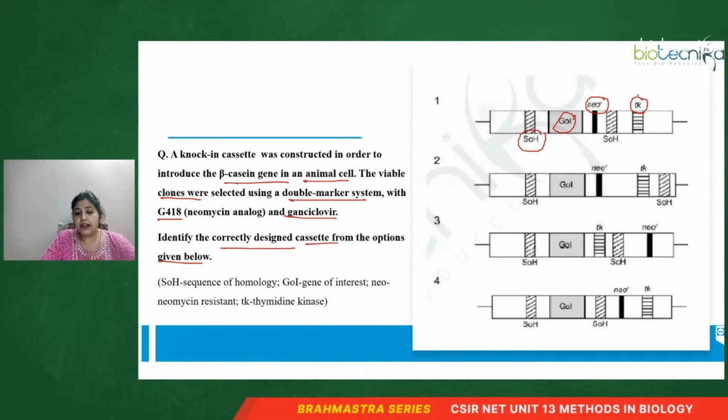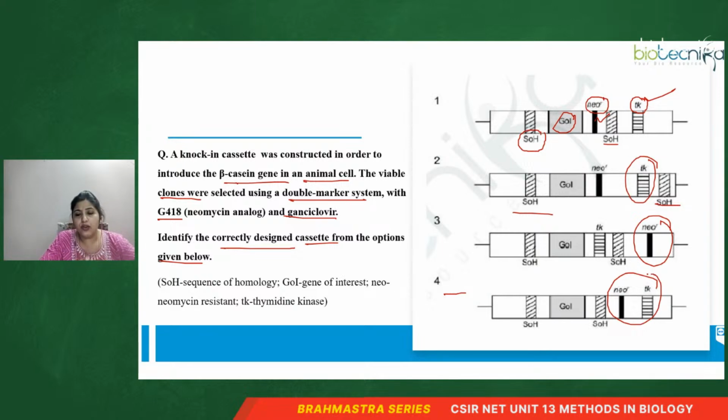So which is the correctly designed cassette from the options given below? You can see the arrangement: here neomycin is present inside the sequence of homology, and thymidine kinase is outside. But if you see option 2, thymidine kinase is also present between the sequence of homology regions. In option 3, neomycin is present outside, and in option 4, both neomycin and thymidine kinase are placed outside.